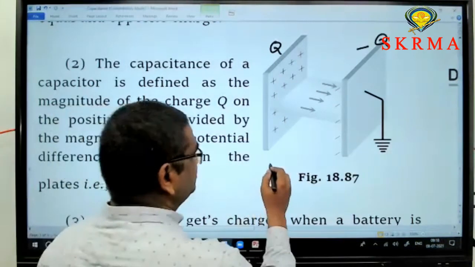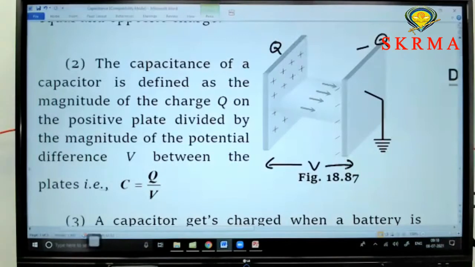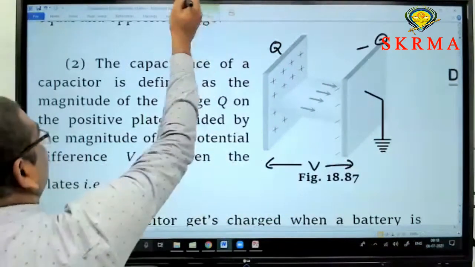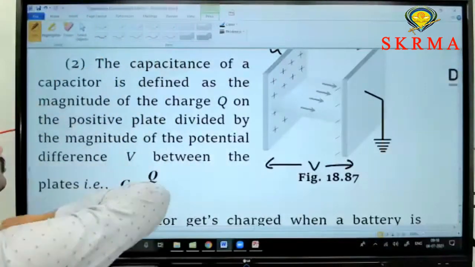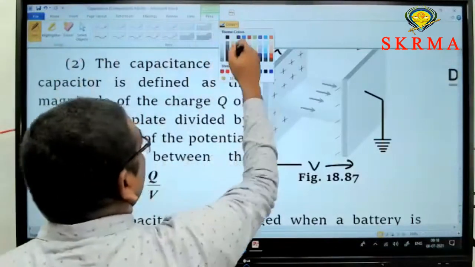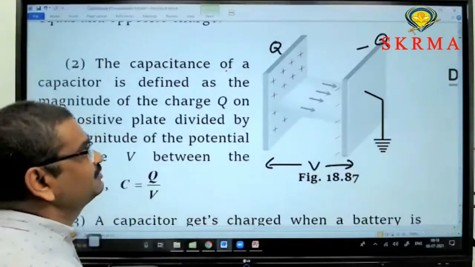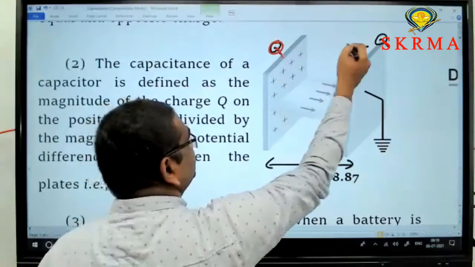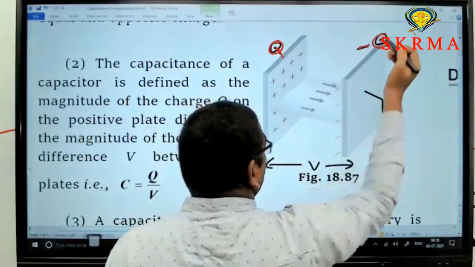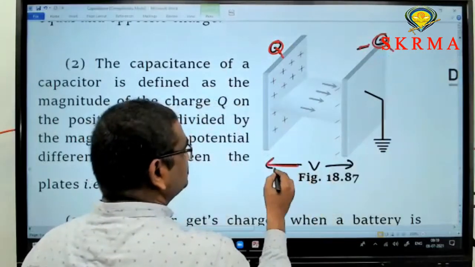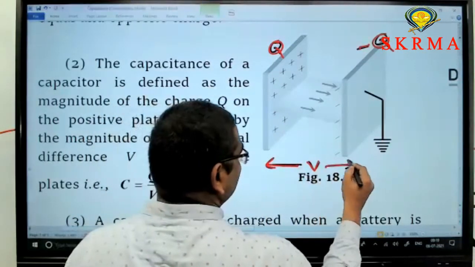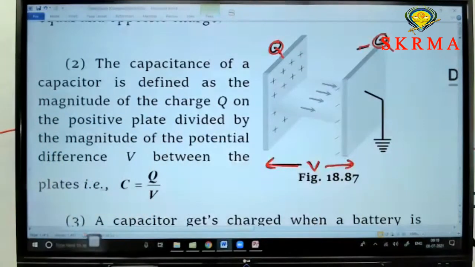Now the potential difference between these two plates, let it be V. V is the potential difference, and the charge on each plate has magnitude Q. Q is the magnitude of charge on either plate, and V is the potential difference between the two plates.